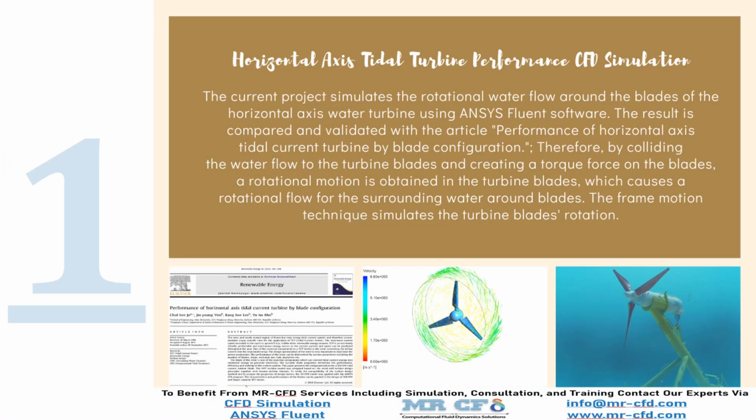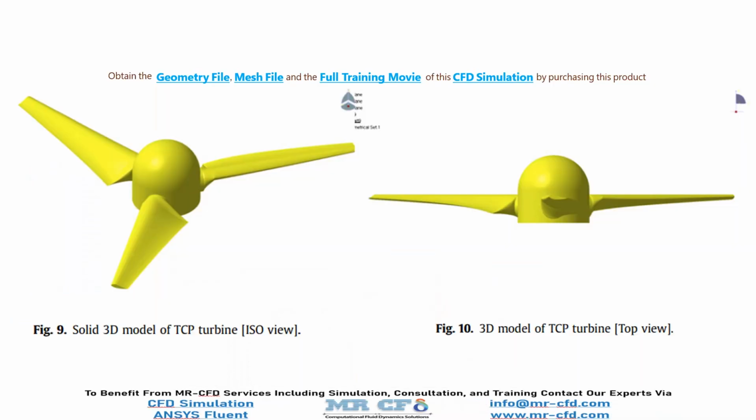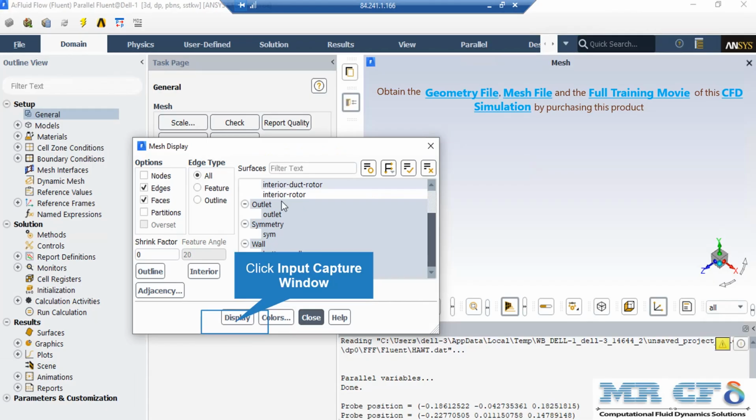In this project, we will validate the results obtained by a paper named Performance of Horizontal Axis Tidal Current Turbine by Blade Configuration. In this slide, we have brought to you the geometry designed in the paper for better comparison. You can see 2 views of the turbine blades in this slide. Now in the Appear window, which shows you the names of the different parts of your geometry, you can click and select each part and then click on Display so that the software will show you that part.